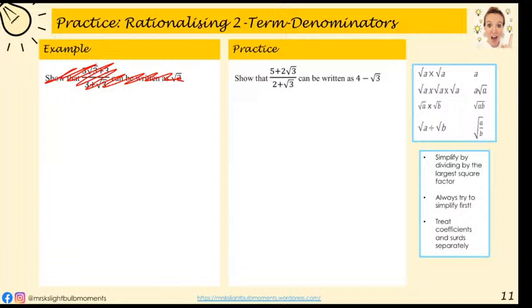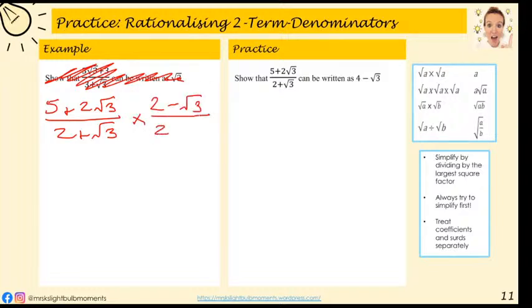So we've got 5 plus 2 root 3 over 2 plus root 3. Now I've got to multiply by its evil twin. So we're going to choose 2 minus root 3 over 2 minus root 3.